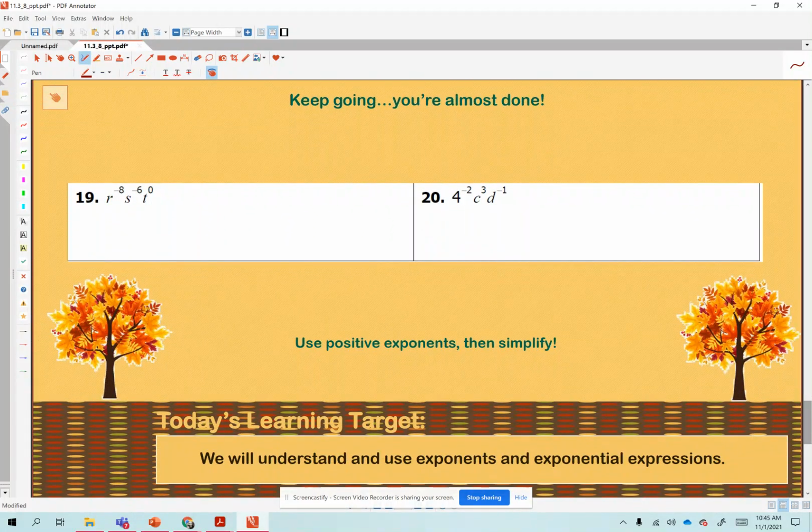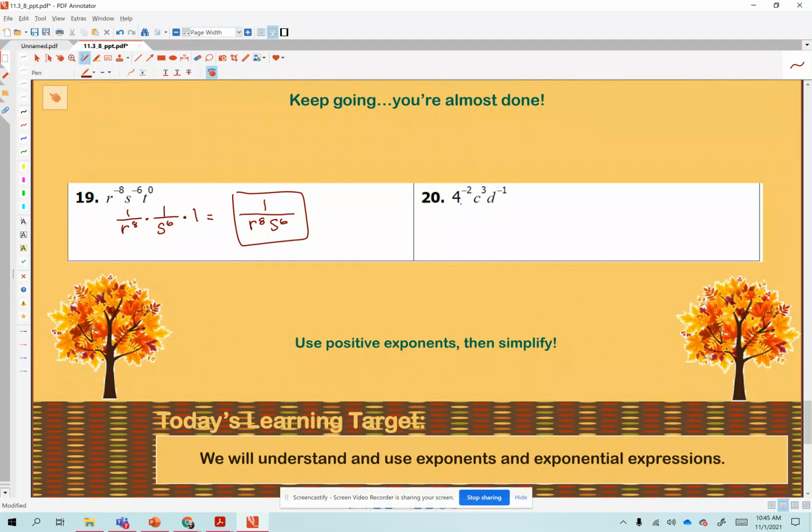So number 19, r to the negative 8, s to the negative 6 power, and t to the 0. So we will write 1 over r to the 8th times 1 over s to the 6th times anything raised to the 0 power, even a variable, is 1. So let's cleanly write that fully evaluated expression. We will have 1 over r to the 8th, s to the 6th, and that's our final answer. There's nothing more we can do with that.